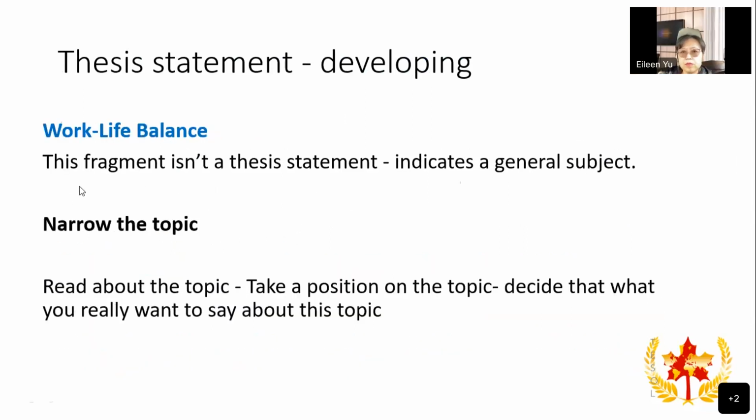Here we go. Work-life balance. This is a general subject. How could we narrow down this work-life balance? We can start with seeing some of our co-workers at work who are workaholics, and they don't have any fun. They are kind of depressed, and it comes to our mind that they are not balancing their work and their life. So it's a little bit narrowed down.